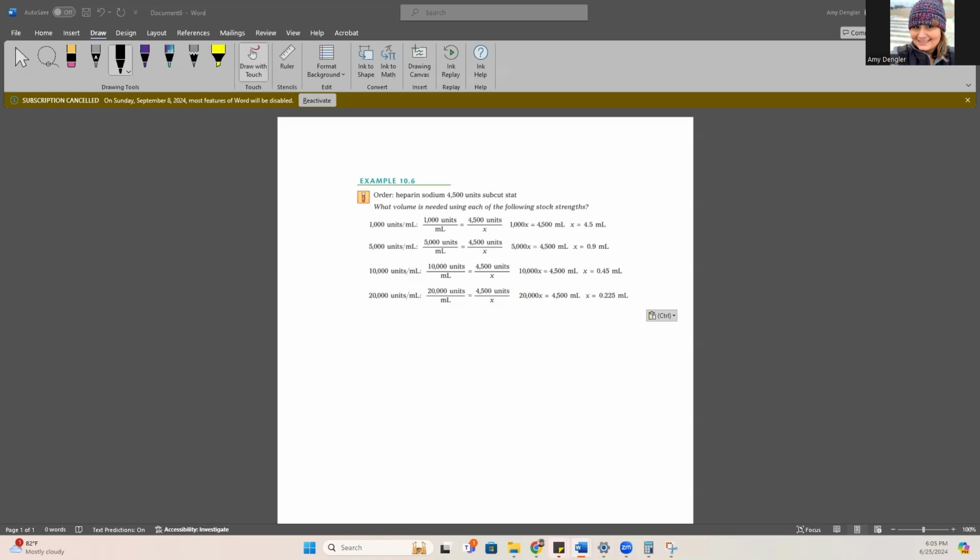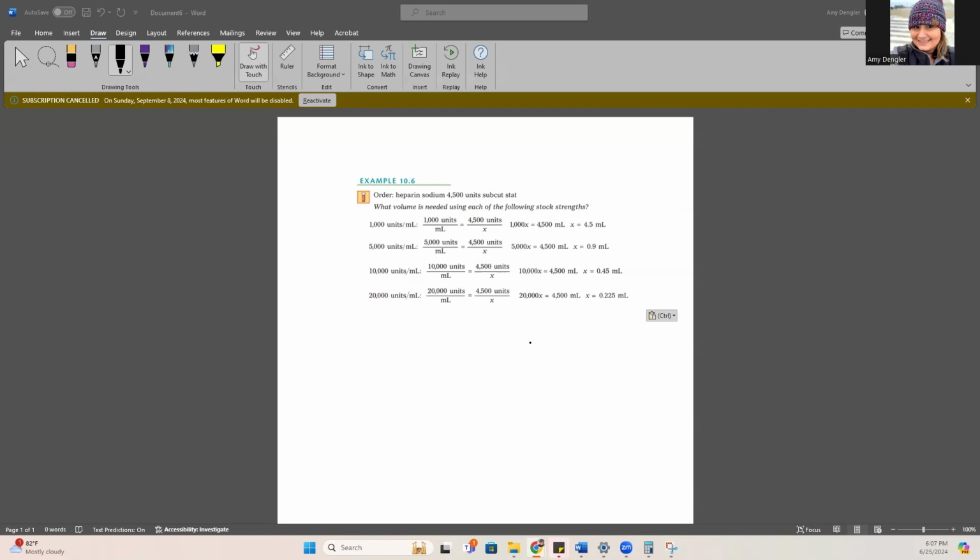Example 10.6 says the order is heparin sodium 4,500 units subcutaneously, and we're trying to find out what volume is needed, like we are in all the other problems. This one is just saying using all of the following stock strengths, because heparin comes in many different strengths. So sometimes you might have to calculate the best dose to use. In this example, though, we can see that they have set these all up as proportions, just like we have. Right here, we have all the different strengths of the medication. It comes in 1,000 units per ml, 5,000 units per ml, 10,000 units per ml, and then 20,000 units per ml. On each side of a proportion, they have put that, just like I've done. And on the other side, of course, they match up the units across, and for every single one of them, we're trying to find out how many milliliters it would be to give them 4,500 units.